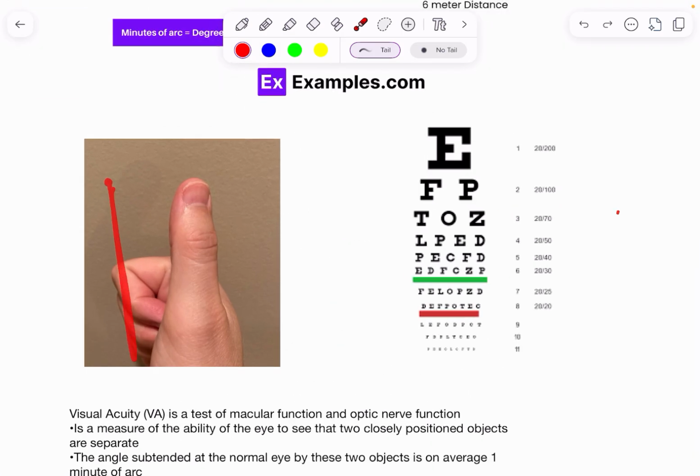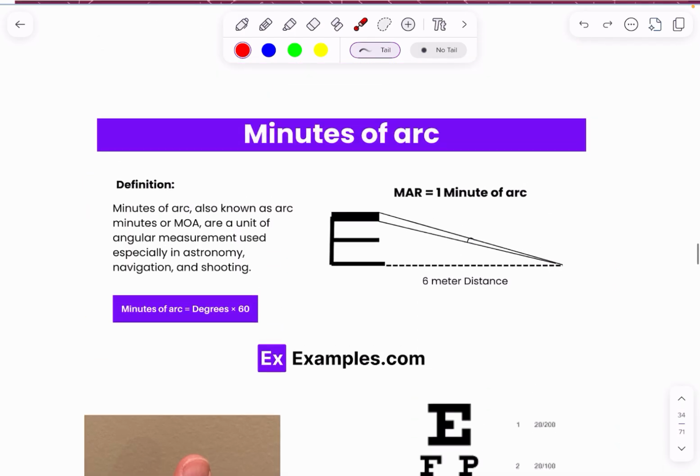Same analogy with the thumb. Let's say I hold my thumb really close to my face, it looks big, right? As soon as I extend my hand, it looks smaller. So because of that, we can't rely on standard measurements such as centimeters or meters, because it's not going to reflect how well the patient is seeing. So the idea here is they invented something called the minutes of arc. It has nothing to do with time. It's essentially an angle.